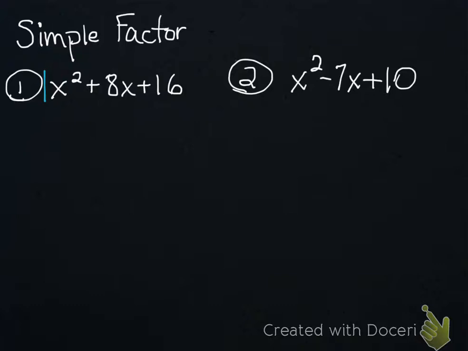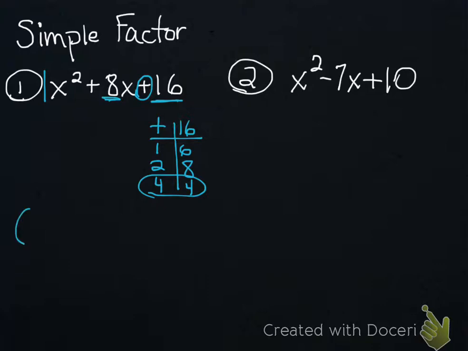So number 1, what is the constant? The constant is 16. So I need all the numbers that multiply to give me 16. So what multiplies? Let's see. 1 and 16, right? 2 and 8, 4 and 4. So which of those pairs adds up? Remember, we're adding because it's a positive sign for the 16. Adds up to give us 8, the middle term. Well, that would be 4 times 4.